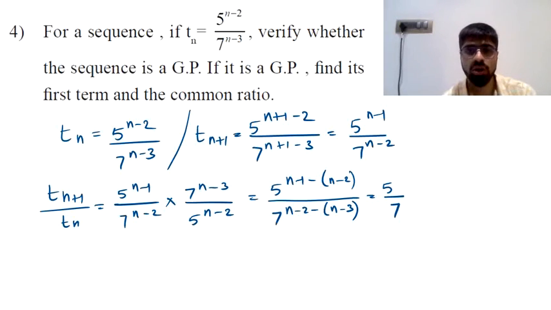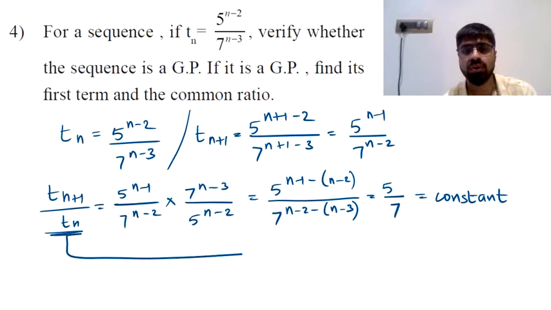Similarly, if you open up the bracket in the denominator, you will be left with 7 power 1 which is equal to 7. So now you realize the ratio of any two consecutive terms is a constant, and that satisfies the definition of a GP. Because the ratio of any two consecutive terms is a constant, we said that this is a GP, and the ratio of any two consecutive terms itself is the common ratio of the GP.